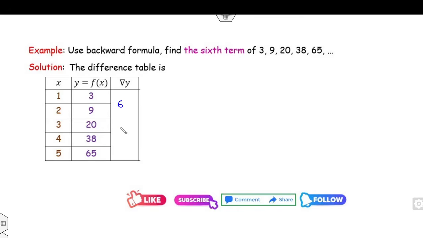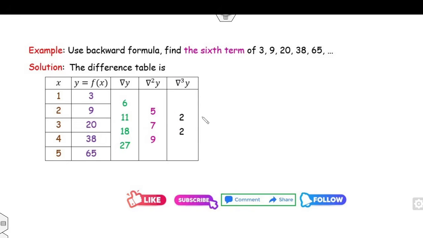The first difference is 6. It is my, what is that, 20 minus 11. It is my 18 and then so on. Again, the difference is not same. I can subtract them, 7 and then 9. Again, the difference is not same. I can find the del cube. That is my 2 and 2. Now you can see they are same.